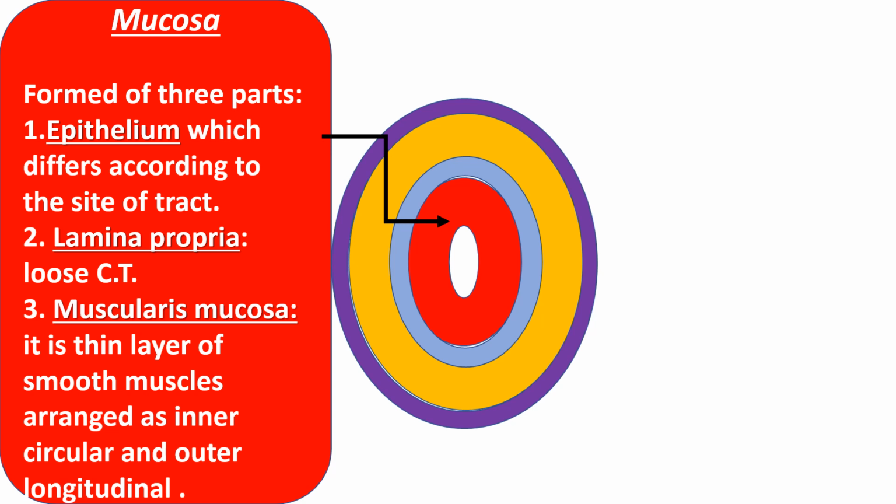What is the function of the muscularis mucosa? Is it moving the tube? No, from its name, mucosa, it will move the mucosa. So what are the layers of the mucosa? There are three layers: the epithelium, lamina propria, and muscularis mucosa.